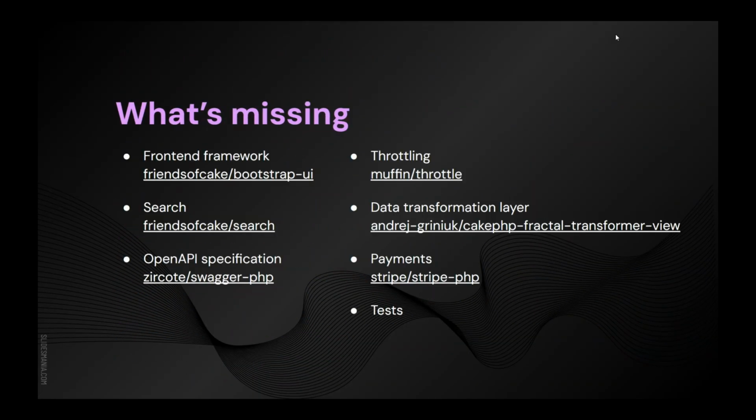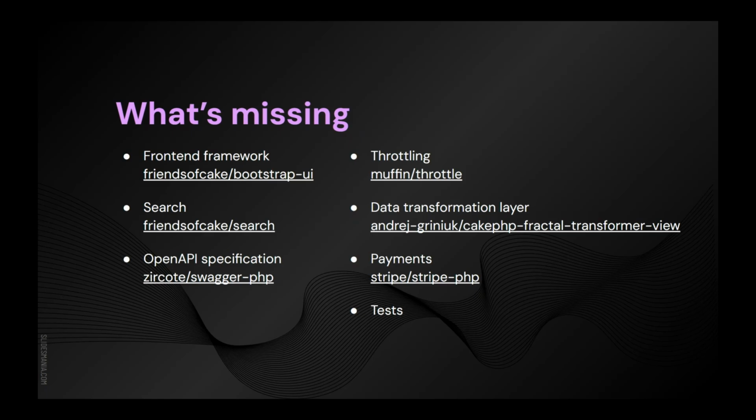So we got our MVP running. What's missing? For a production app, you probably want to use some front-end framework. There is a Bootstrap UI plugin for that. You probably would want to use some search to filter countries or cities by name or by whatever other attributes you have. And an API is only as good as its documentation. You can use the Swagger PHP package to generate an OpenAPI specification file for it, and then use different tools to generate a UI for this documentation.